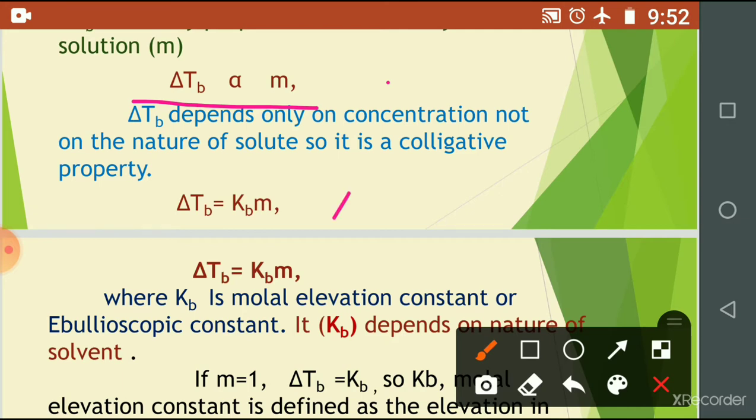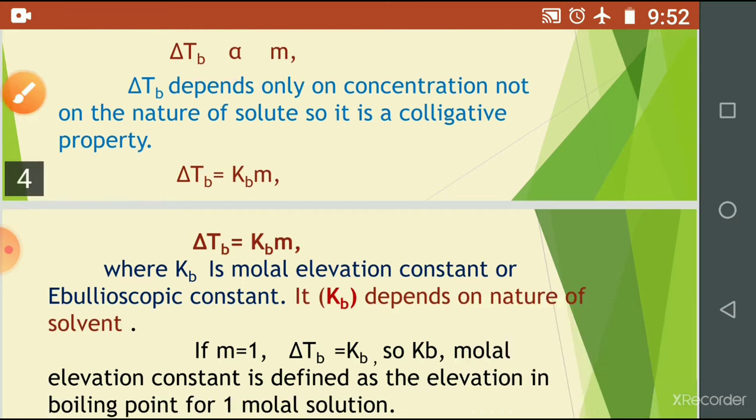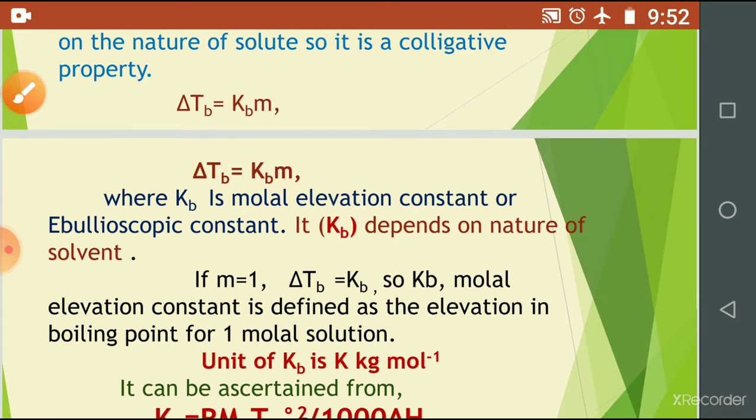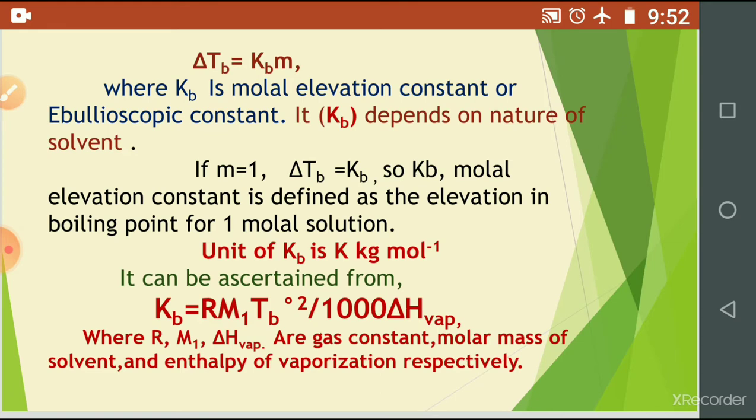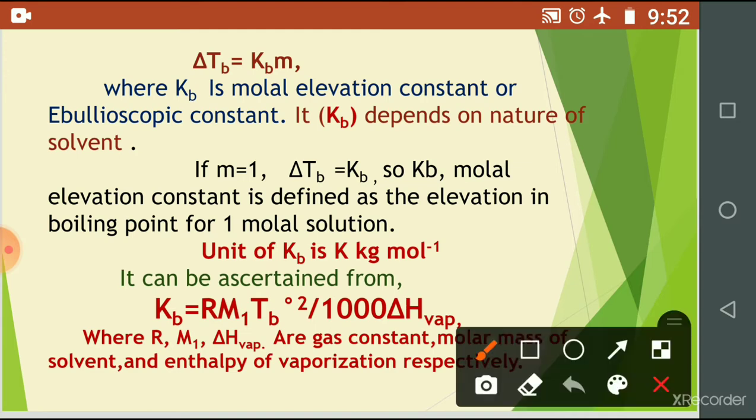We can remove the proportionality sign: ΔTb is equal to Kb into m, where this Kb is called the molal elevation constant or ebullioscopic constant. The ebullioscopic constant depends on the nature of the solvent, irrespective of any solute. Say, if we take water, we can add urea or glucose, sucrose or sodium chloride. Any solute we can add, but the Kb value will be constant for water.